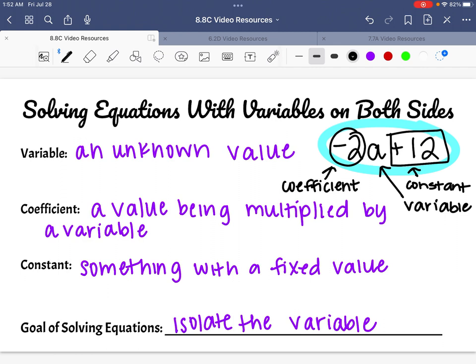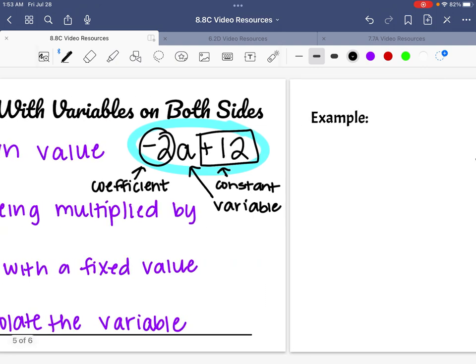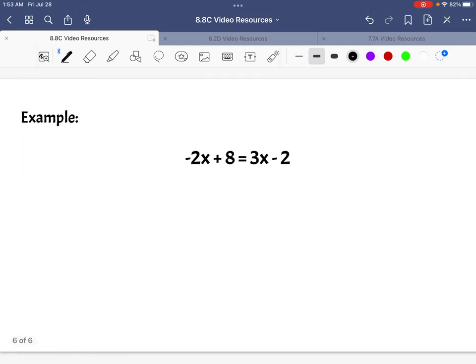And just like the equations that we solved in 6th grade and in 7th grade and when we were solving using our tiles, our goal of solving an equation is to isolate the variable or find the value of what one whole x is. So we're going to take a look at one example. And so our example is -2x plus 8 is equal to 3x minus 2.